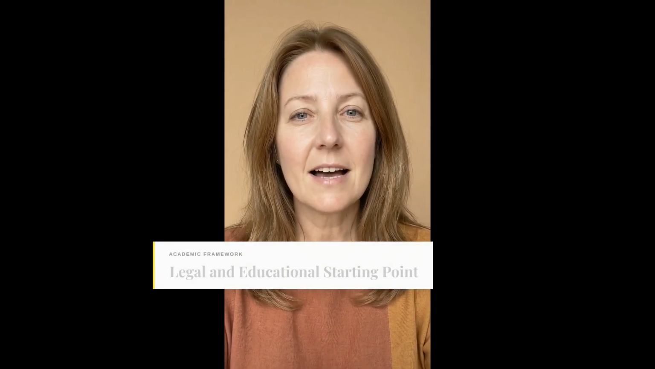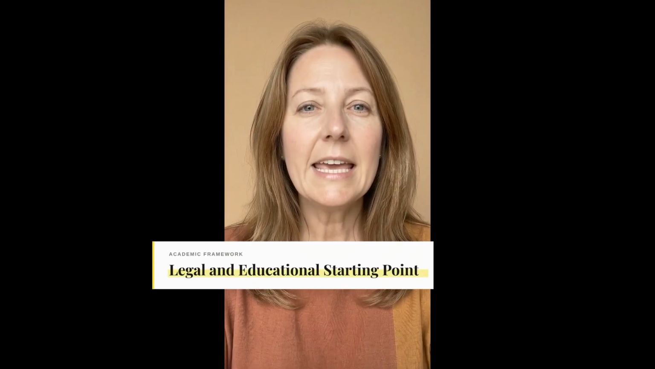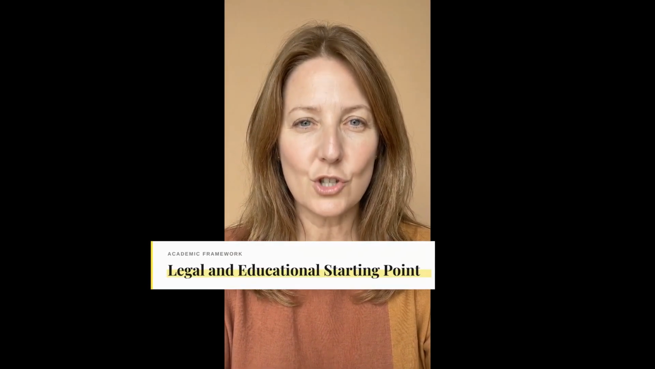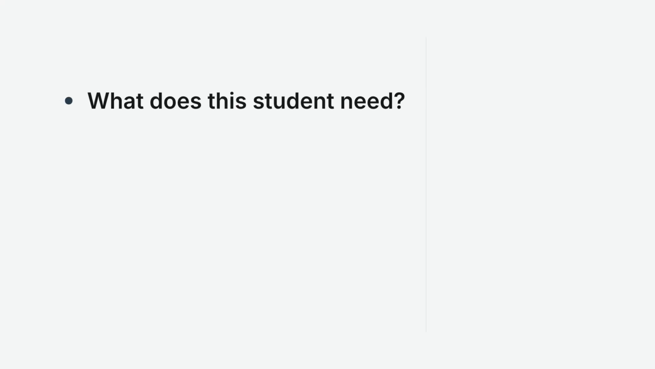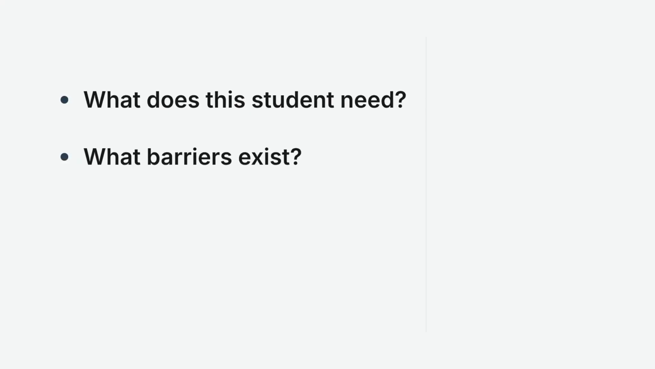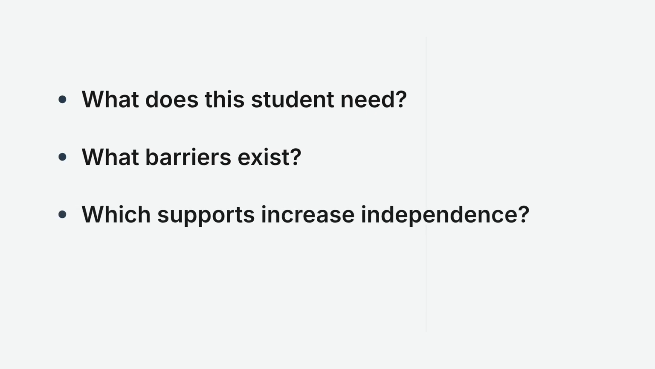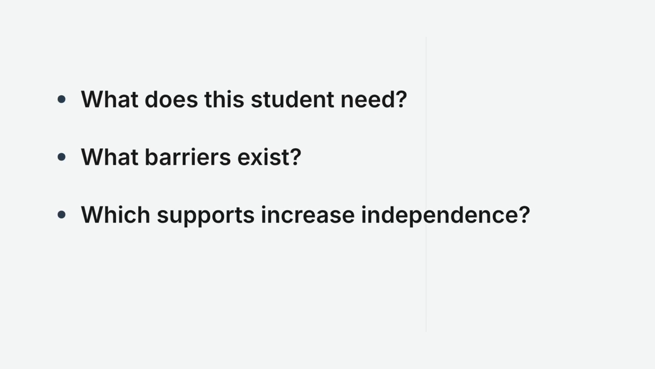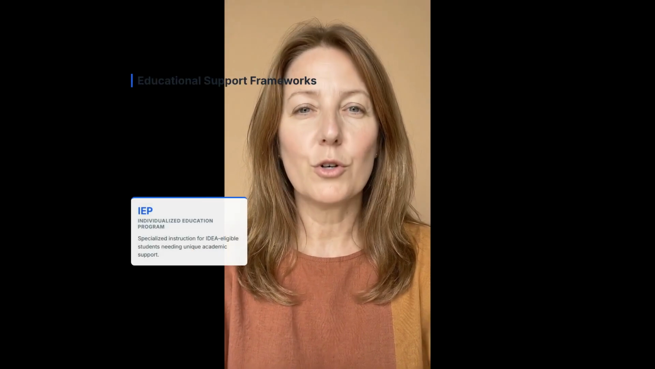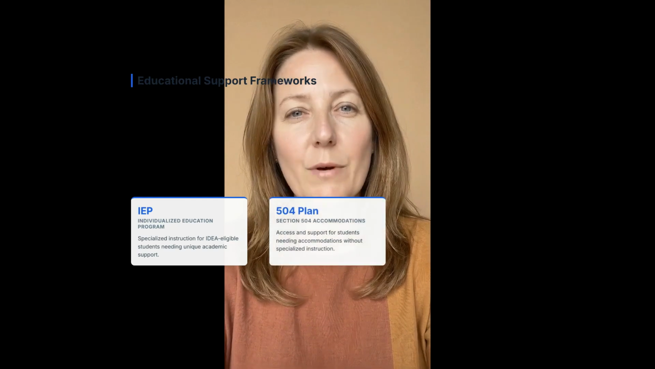That distinction matters. A disability category does not tell us everything about a student. It gives us a legal and educational starting point. From there, educators need to ask better questions. What does this student need in order to access instruction? What barriers are built into the classroom or school routine? Which supports increase independence? Which supports unintentionally lower expectations? And when do we need an IEP, a 504 plan, or universal design practices that should already be available to all students?